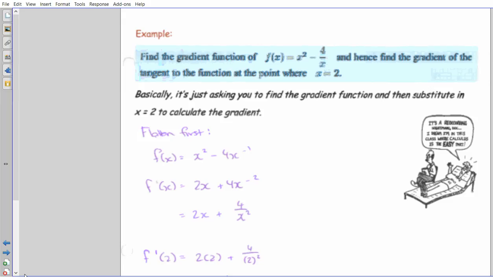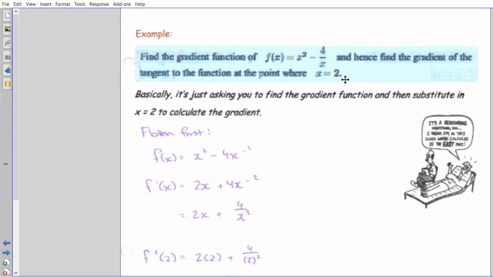Here's another example. Find the gradient function, basically do the calculus of this original function, x squared minus 4 over x. So you've got an x in the denominator. Numerator is already broken up, yay. And hence find the gradient of the tangent to the function at the point where x equals 2.